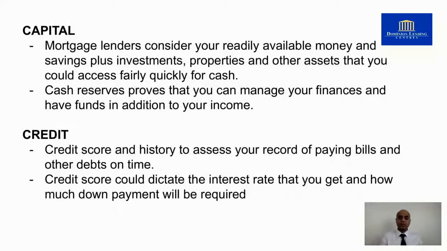The next one is capital. Lenders consider your readily available funds, which is savings, investments, cash, any other properties you own, as part of capital. Your income is the cash flow. However, your capital is your savings. Down payment is an ideal example. RSPs, investments, there's a whole lot. Mortgage companies are looking for some sort of a trend where you have the habit of saving and you've saved some. Credit, credit score, history.